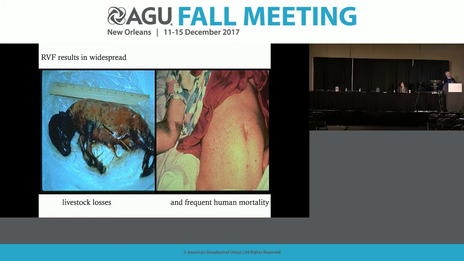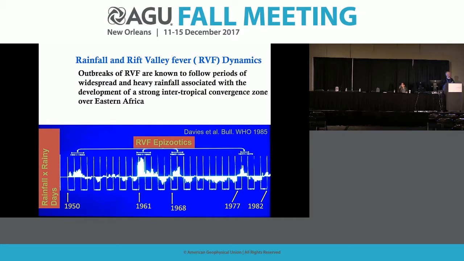It causes 100% abortions in cattle, sheep, and goats, essentially. It makes adult animals sick. It has serious human consequences, including hemorrhagic disease. One thing we found out more than 30 years ago is that outbreaks are closely linked to heavy rainfall periods. So this shows rainfall from 1950 to the early 1980s. And whenever there's excess rainfall, as indicated by the positive areas here, there are large outbreaks. But in between times, when rainfall is either normal or drought, there are not large outbreaks.